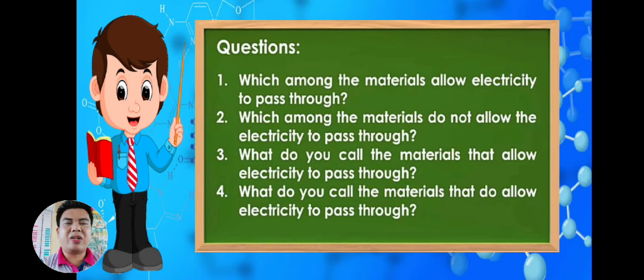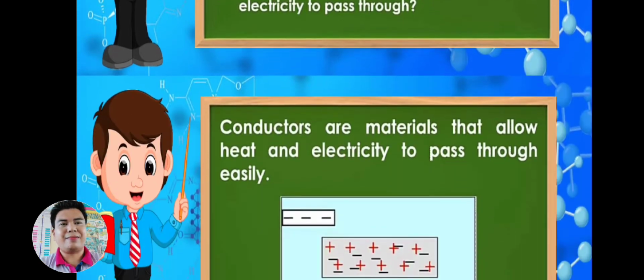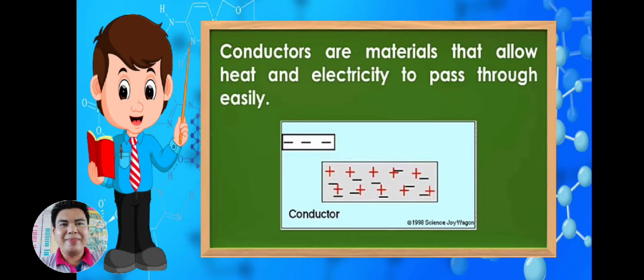Now, let us proceed to the questions. Which among the materials allowed electricity to pass through? Number 2, which among the materials do not allow the electricity to pass through? Number 3 and number 4 are almost the same question. What do you call the materials that allowed electricity to pass through? Let us answer that question. They are called conductors. Everybody, let's say conductors.